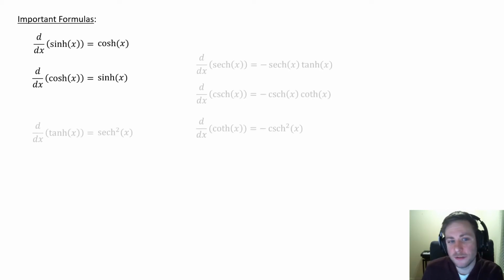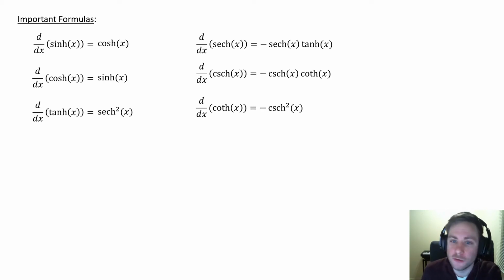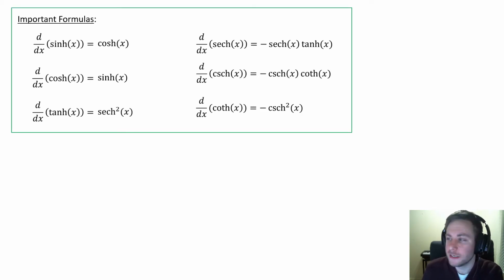In similar spirit, the derivatives of these remaining functions look almost exactly how you'd expect them to. Just pause here and take a moment to write down all these on your formula sheets. And I find it helps to remember that the basic functions, sine, cos, and tan, are the ones that don't need negatives here, but that's only true for hyperbolic functions, not for trig functions.